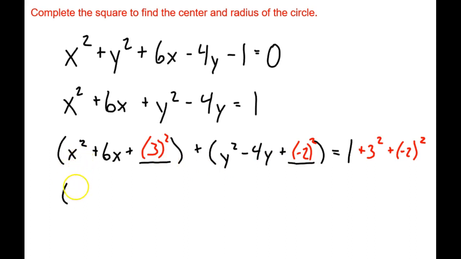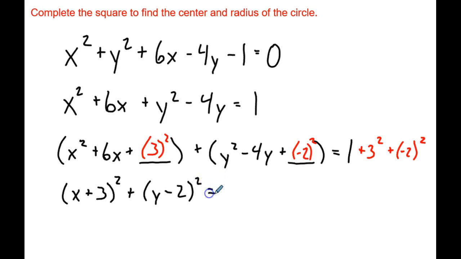So since we had an x squared, we know this is going to be x. Our b value was positive, so this will be positive. And our b over 2 value is 3, so this will turn into x plus 3, that quantity squared. Now if we do the same thing for our y values, if we have a y squared, when we factor it down, it's going to be y. Our b value was negative, so our middle value will be negative. Our b over 2 value is negative 2, so we can think of this as minus 2. And we have that quantity squared.